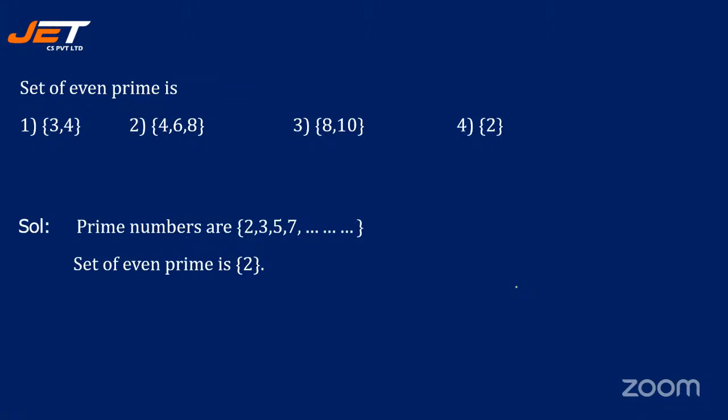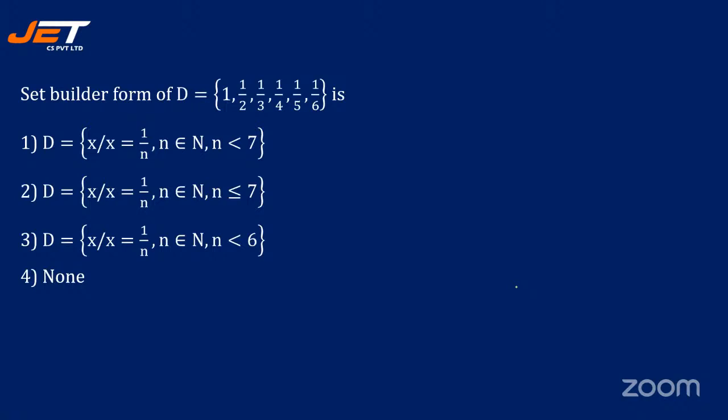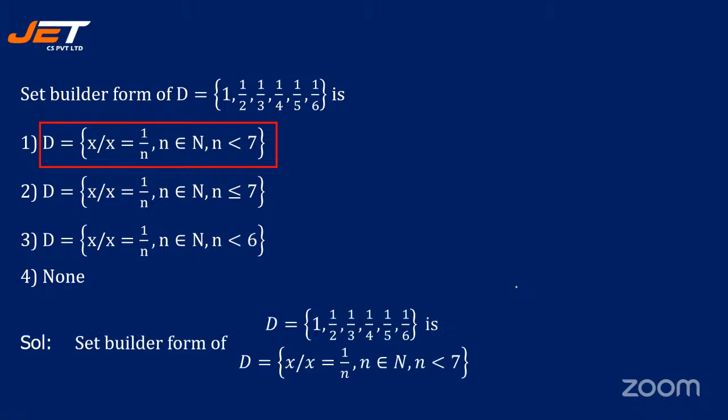Set of even prime numbers is dash. So prime numbers we know 2, 3, 5, 7, 11 and so on. So the set of even primes is 2. Alright, so your answer must be 2. Set builder form of 1, 1 by 2, 1 by 3, 1 by 4, 1 by 5, 1 by 6 is dash. So here it is x such that x is equal to 1 by n, where n is an element of capital N and n is less than 7. Alright? Yes. See the next question.